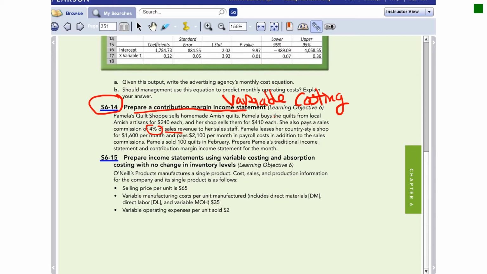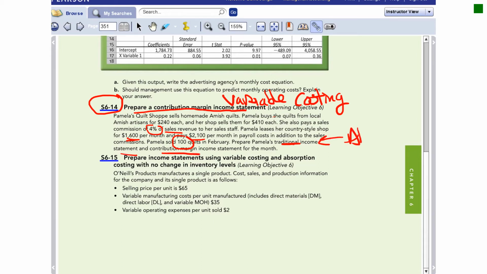It says they lease their country style shop for $1,600 per month. That's a fixed cost. And they pay $2,100 per month in payroll. Again, that's like a salary, so that'll be a fixed cost. And then they tell you that they sold 100 quilts. Prepare a traditional income statement and contribution margin income statement for the month.